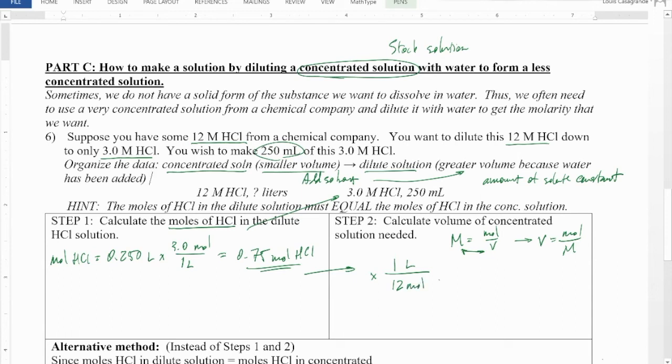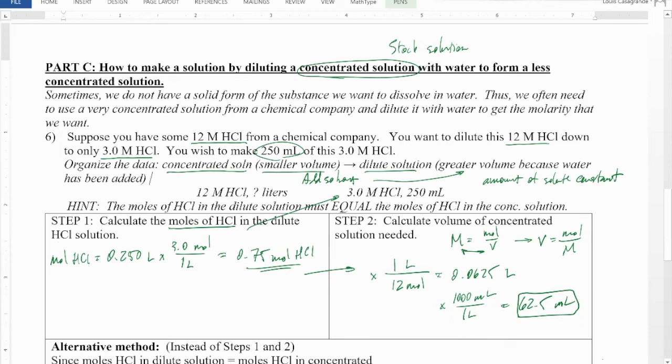So now the moles are going to cancel out and they're going to leave us with the liters, and either way should get us the correct answer of 0.0625 liters, or multiplying that by 1,000 milliliters over 1 liter gives us 62.5 milliliters of our concentrated solution.